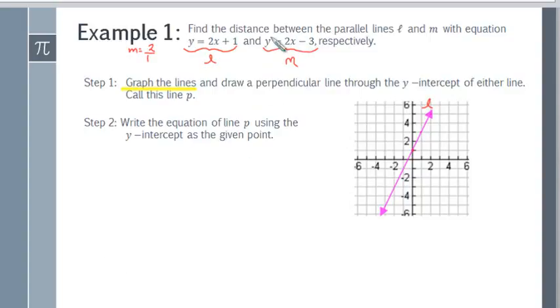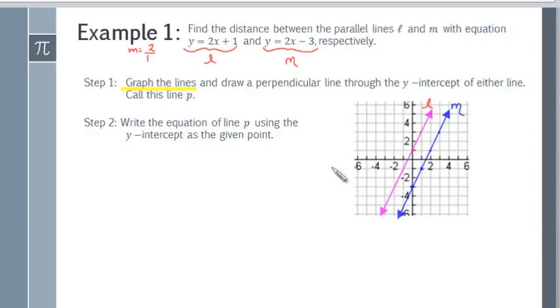And for the other line, I'll do the same thing. I have a y-intercept of negative 3. So I'll plot that point first on my graph. And then I use my slope, which is 2 over 1. Remember, parallel lines have the same slope. And once I get a few points, I can draw my line. Okay, and here I have line M.